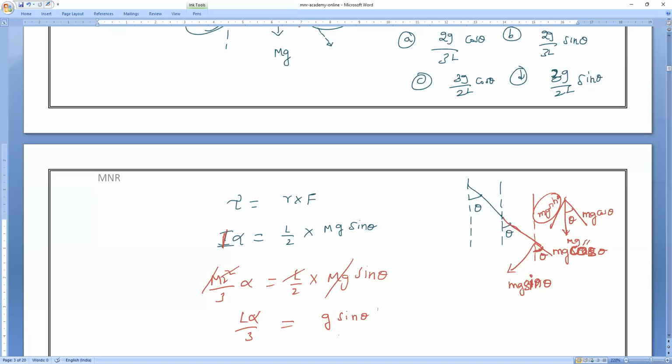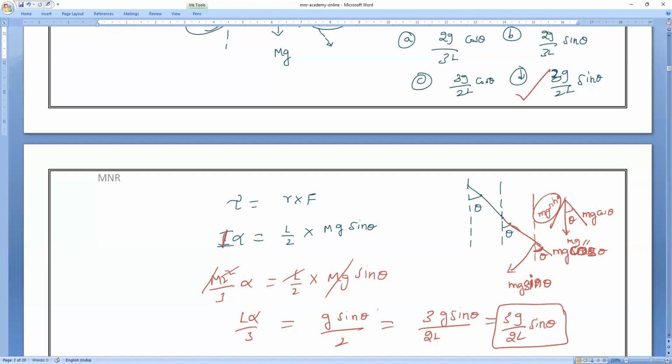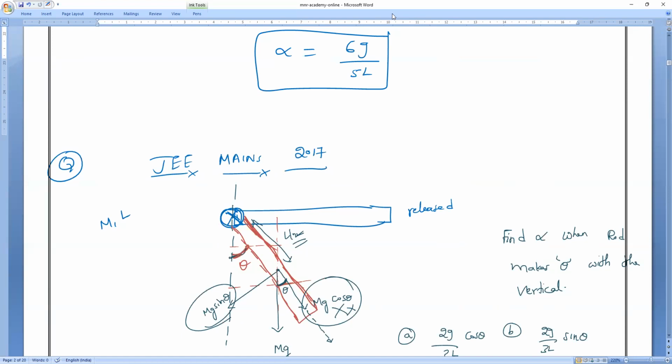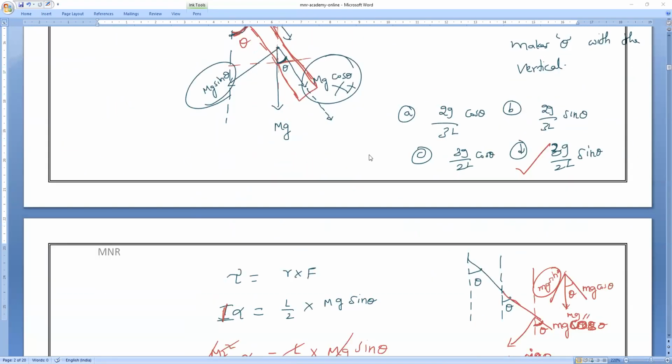So now g sin theta divided by 2. Now 3 will come this side, which will become 3g sin theta divided by 2L on this side. So I can write 3g by 2L sin theta. So what is the correct option, everybody? Option D. Clear? If you know the concept, this is the 2 mark question in 2017 JEE Mains. Imagine how simple it is. If you understand the concept, nothing can make it difficult for you. So that is my suggestion.